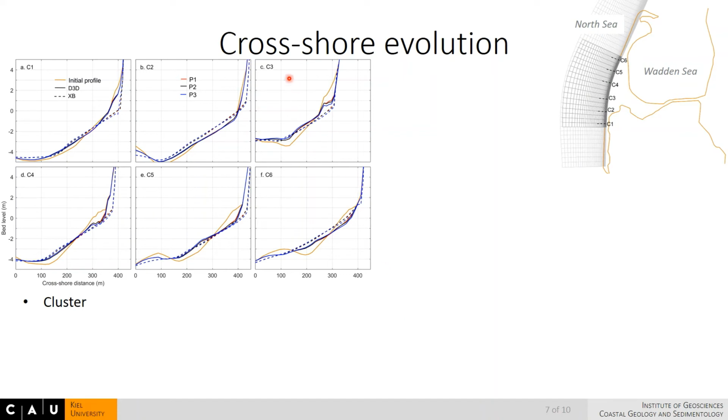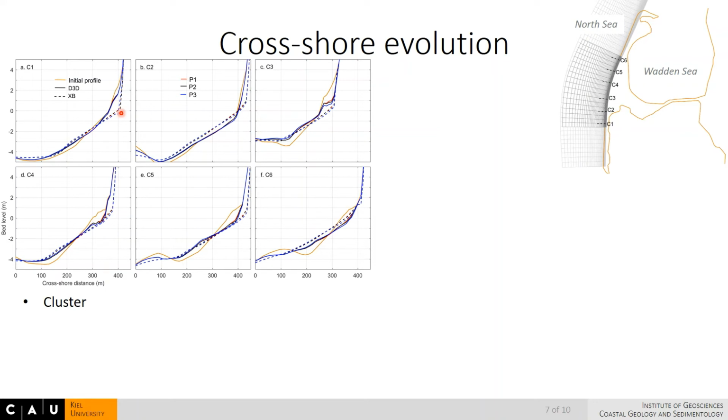So here is the cross-shore evolution. We selected 6 cross-shore profiles from C1 to C6 from south to north, and here is in the cluster. X-axis is shore distance, y-axis is bed level. Yellow line is initial profile, thick lines are from Delft3D, dash lines are from XBeach. Color indicates different event. What we see here, thick lines are together and dash lines are together.